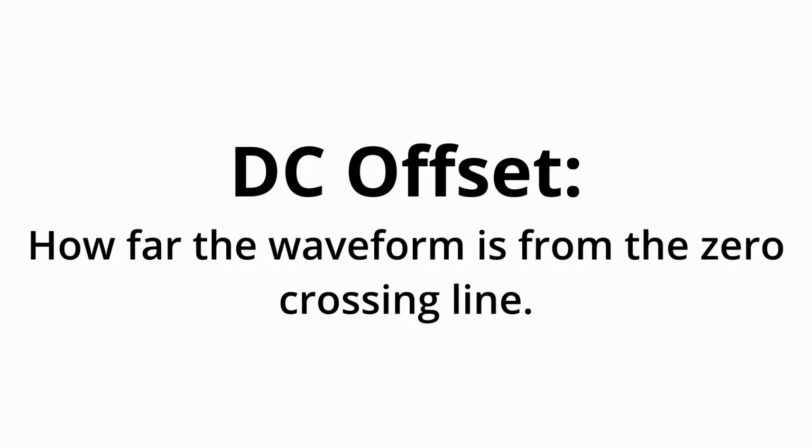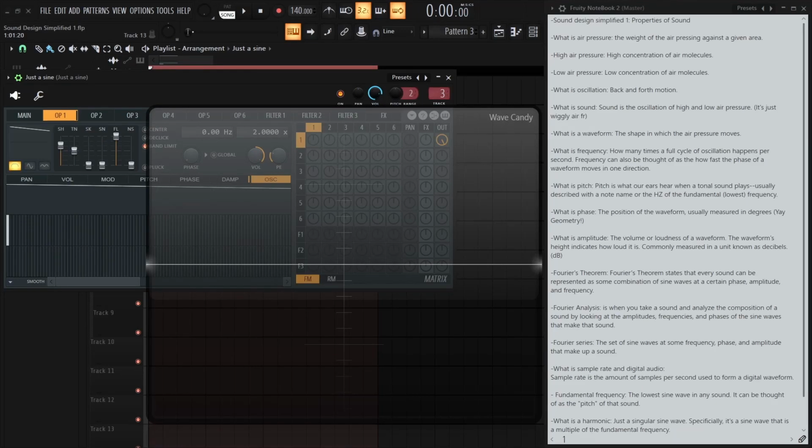DC offset is how far the waveform is from the zero crossing line. So for example, for this waveform, you could say it has a positive DC offset value because it's above the zero crossing rather than below it. So that's DC offset in a nutshell.